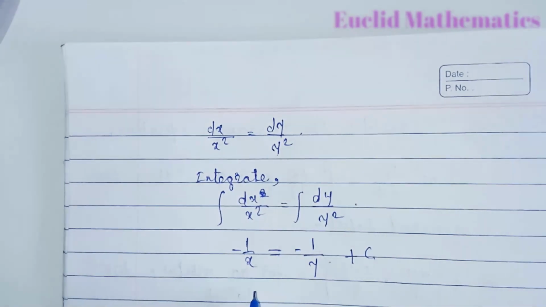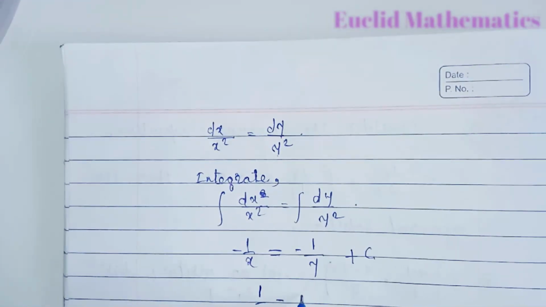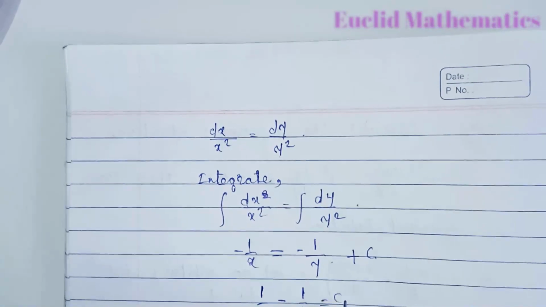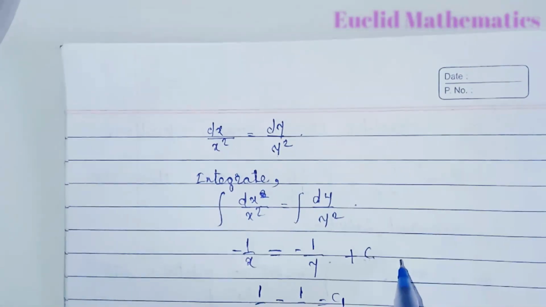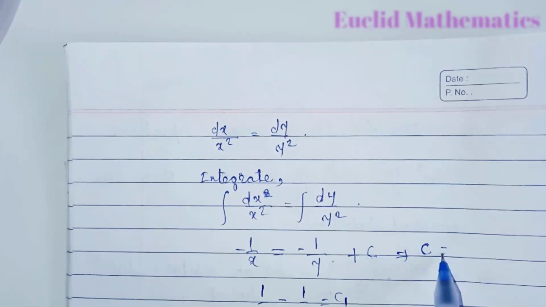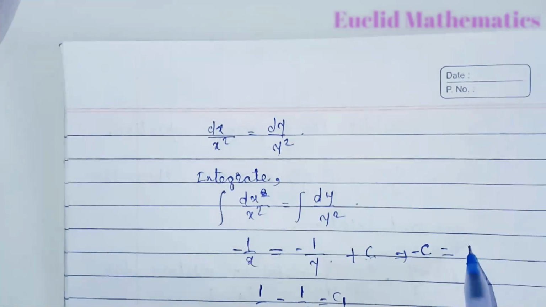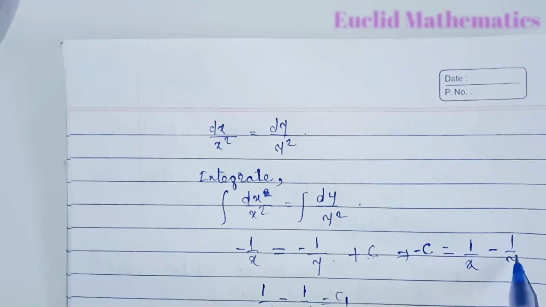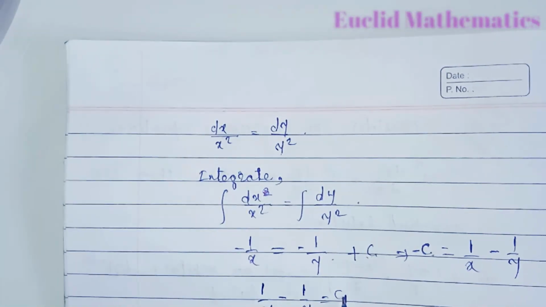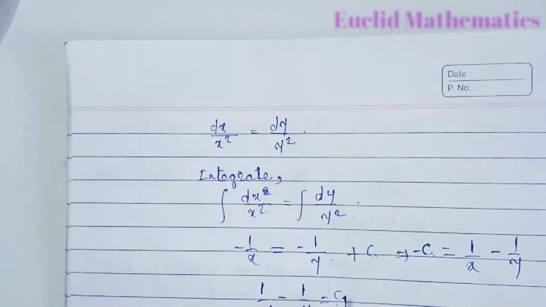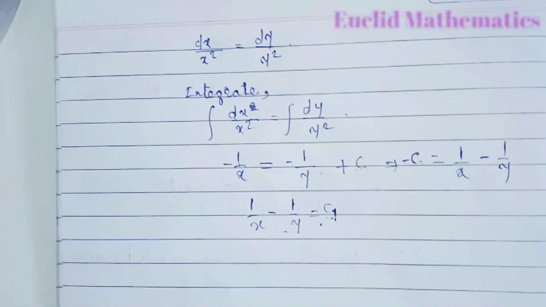Okay, so 1 upon x minus 1 upon y is equal to c1. You can take it that minus c is considered as c1. Taking c to the other side, it becomes minus c, and 1 upon x minus 1 upon y. So minus c is considered as c1. This is a constant. It doesn't matter what value it is, negative, positive, or anything else, because this is a constant. So 1 upon x minus 1 upon y is the first value, c1.